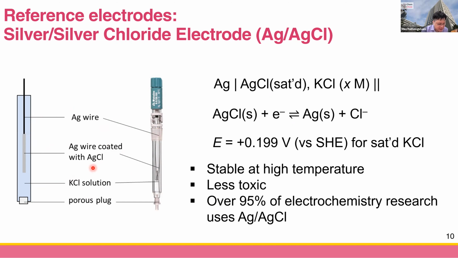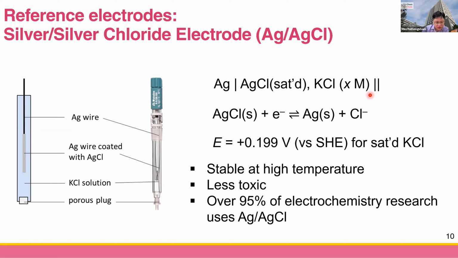And of course, because the equilibrium needs KCl, you put KCl solution with known concentration inside it, and you have the porous plug. Similar to the calomel electrode, we just change the solid component from calomel and mercury to silver and silver chloride. That's why we call it silver chloride electrode. The shorthand notation of this electrode is silver, silver chloride, saturated KCl. And again, you need to specify the concentration. And the half reaction is silver chloride accepts one electron to become silver solid and chloride product.